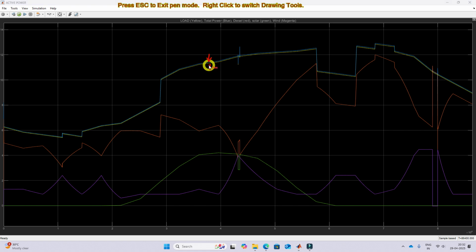That means the system is having some losses. In order to make the system balanced, source should be equal to load plus losses. So that's why the generated power is higher than the load profile power. So this is a variation.